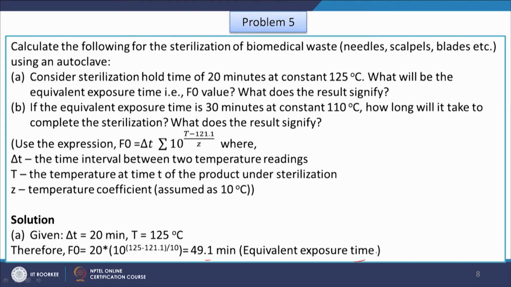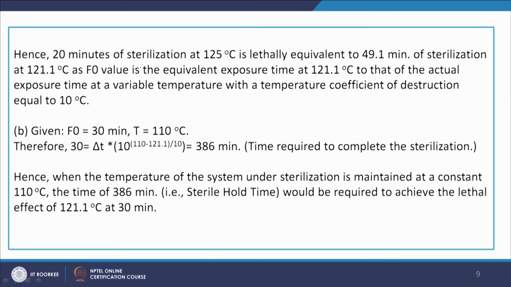So, what does it signify? In place of using 20 minutes at 125 degree centigrade, the sterilization can be done at 121 degree centigrade using 49.1 minutes of sterilization. Hence, 20 minutes of sterilization at 125 degree centigrade is lethal equivalent to 49.1 minutes of sterilization at 121.1 degree centigrade, as the FO value is the equivalent exposure time at 121.1 degree centigrade to that of the actual exposure time at a variable temperature with a temperature coefficient of destruction equal to 10 degree centigrade. We have explained this in the previous class.